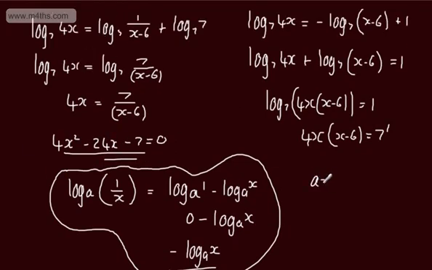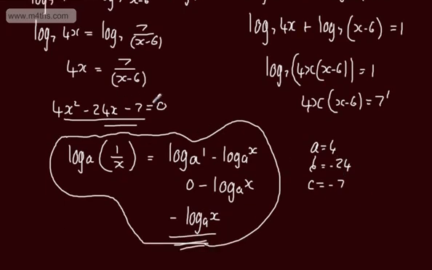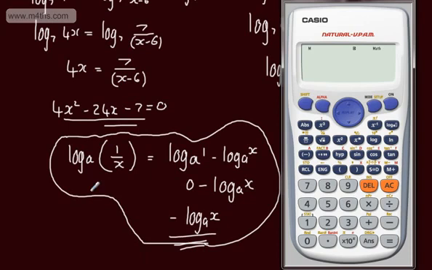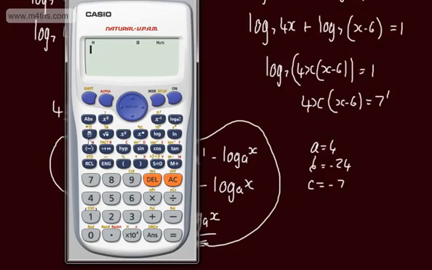We've got a, the value of a is 4, the value of b is going to be equal to minus 24, the value of c is going to be minus 7. So what I'm going to do is just put this through the quadratic equation rather than trying to do anything else with it. So let's do that. Let's get the calculator up. So we've got minus b, which will be 24, plus the square root of minus 24 squared, which is just 24 squared, minus now 4 times a, which is 4, times c, which is minus 7, all over now 2a, which is going to be 2 lots of 4, which is 8.